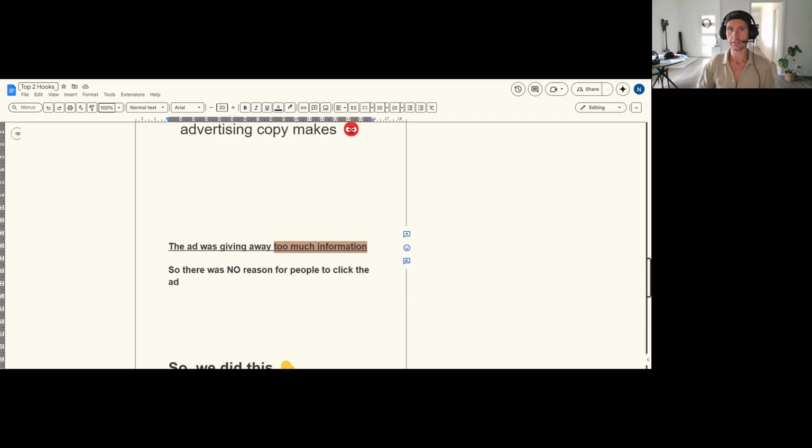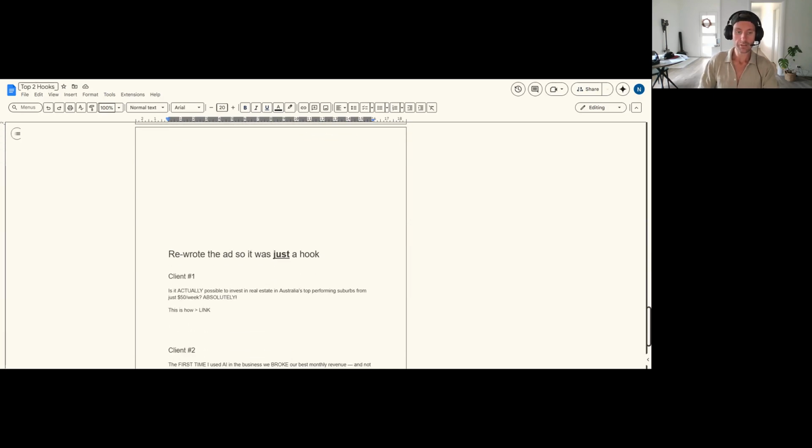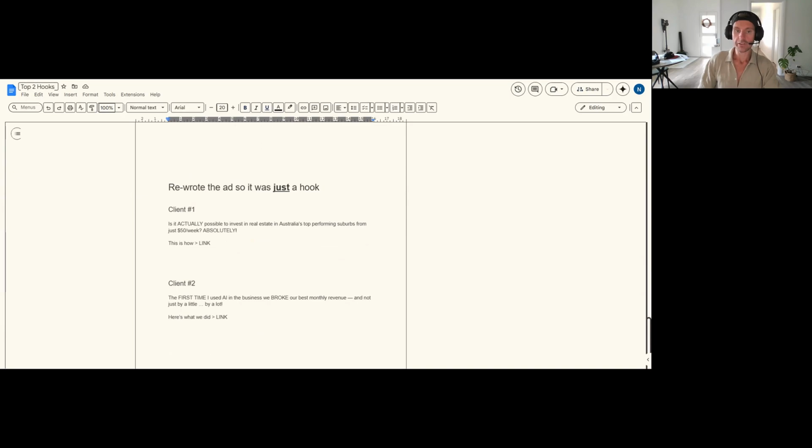And that's what these people were missing. So all I did was this. I just rewrote it so that the ad was just a hook, because we wanted people to click the link and then let the sales page, in regards to the second client, and the opt-in page and the funnel, which was working very well, do its actual job.